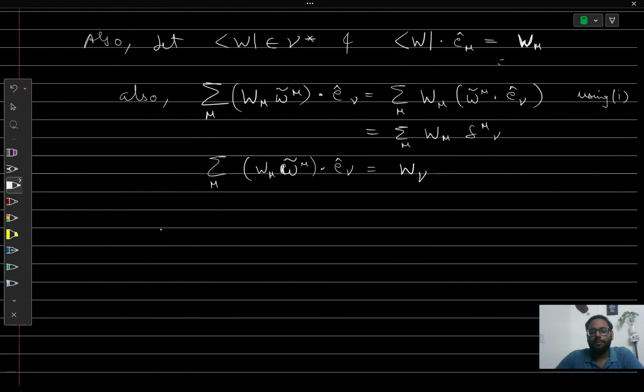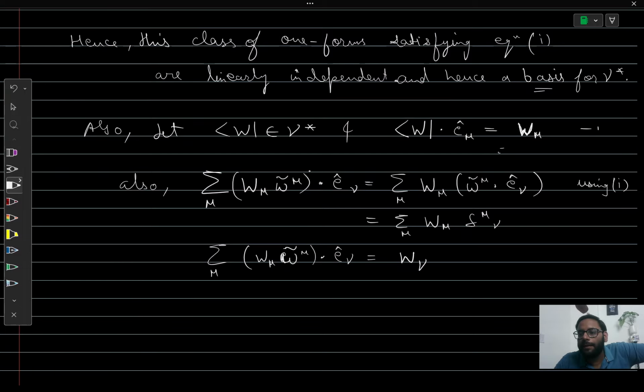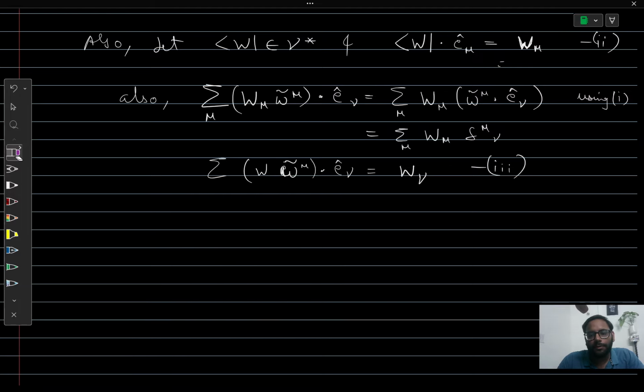So you just have two equations now. This is my equation second, suppose, and this is my equation third, and you just compare both. You can just write it like this also if you want.